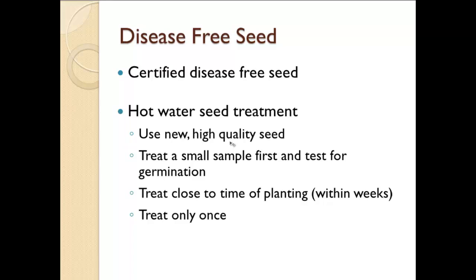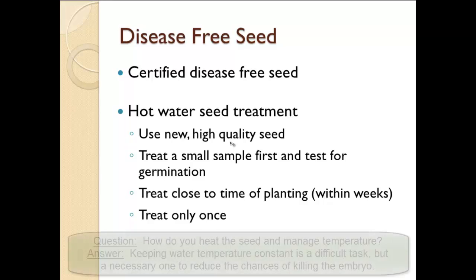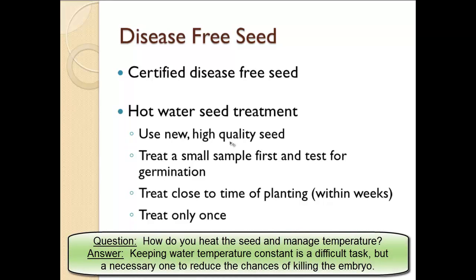The idea here is that pathogens will become non-viable. They will die when hot water is applied. The trick is getting an exposure that's hot enough and long enough to kill the pathogen, but not so hot and long that it kills the plant or the seed, because you wouldn't want to do that. And so it's important to test it on small batches first to make sure that you're not killing your seed. And there are actually timing tables that have been developed for this.